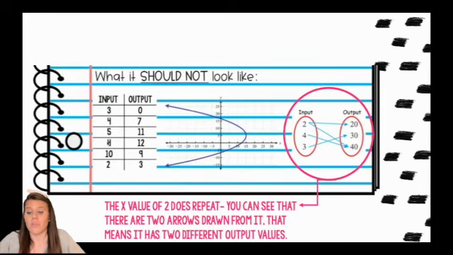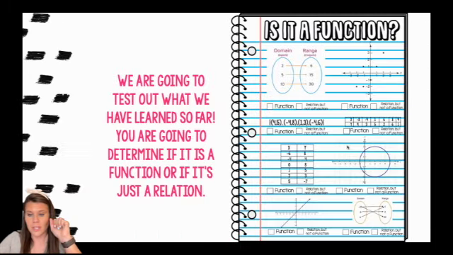And then we have our mapping diagram. So if you look here, do you see how there are two arrows drawn from 2? So that means you have an ordered pair of (2, 20) and (2, 40). Remember, x values cannot repeat. The x value is happening twice, okay?